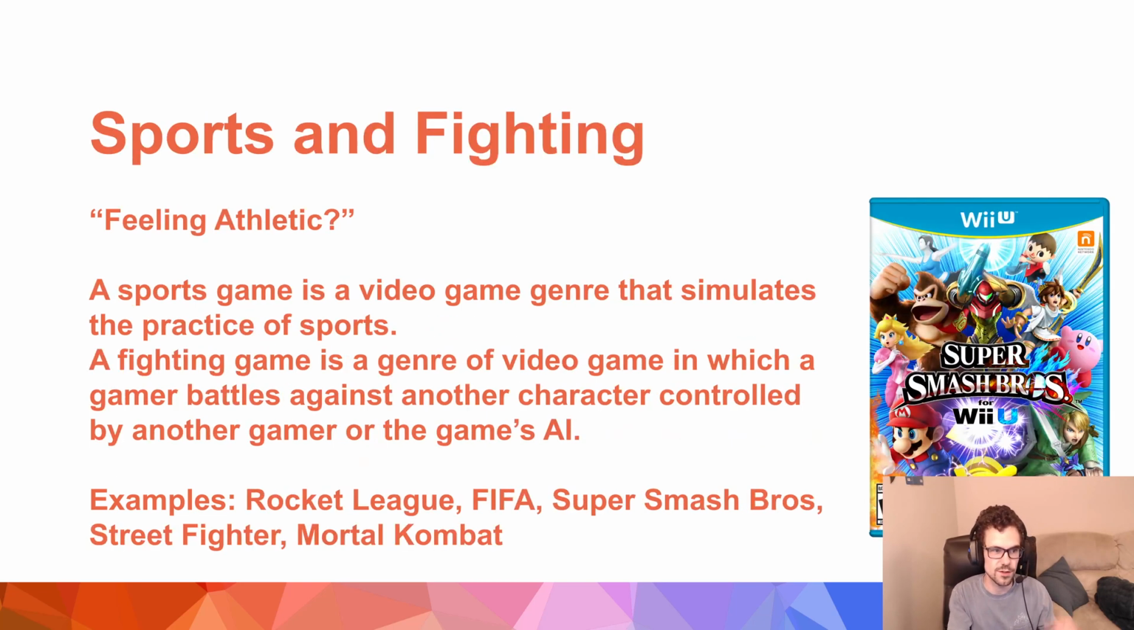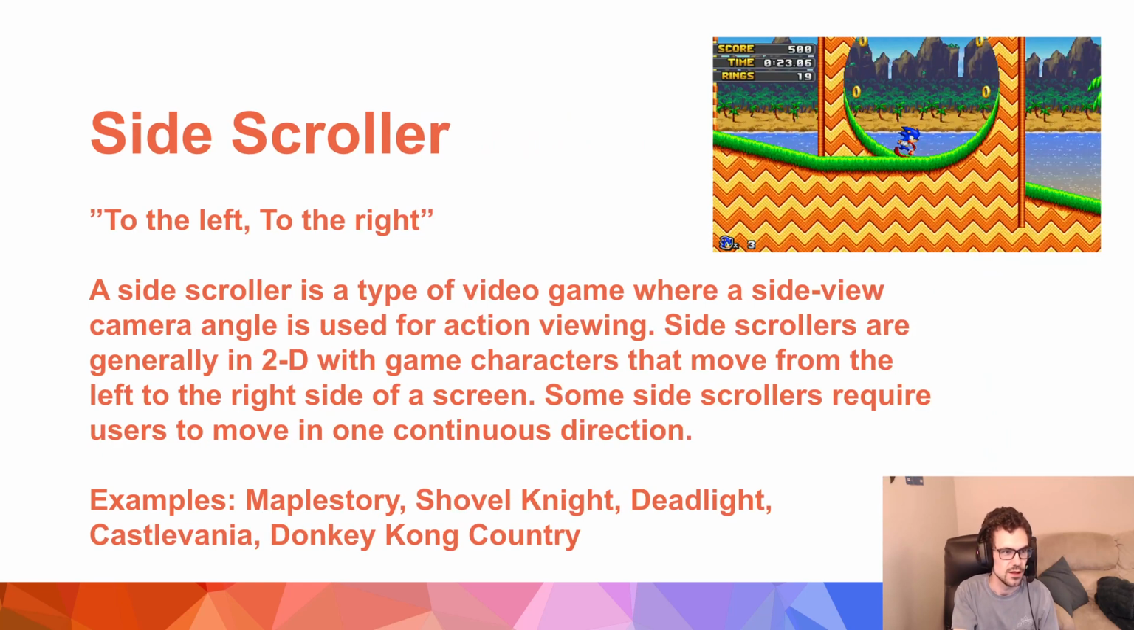Then sports and fighting. Feeling athletic would be the term I would put to these games. A sports game is a video game that simulates the practice of sports. A fighting game is a genre of video game in which gamers battle against another character controlled by another gamer or the gamer's AI. So examples are Rocket League, FIFA, Super Smash Bros., Street Fighter, Mortal Kombat, and lots of other games can fit into this category, of course. My favorite being Super Smash Bros. Yes, it's a great game. Totally play it sometime.